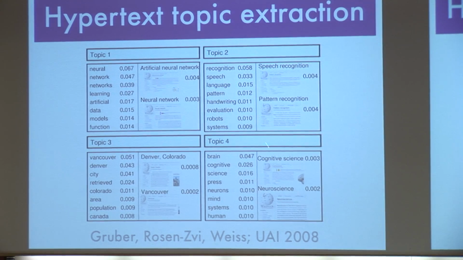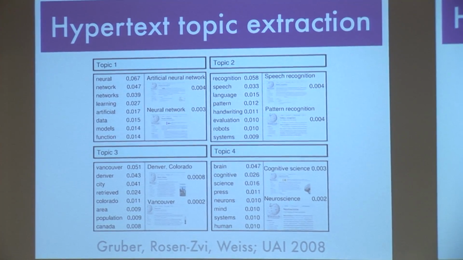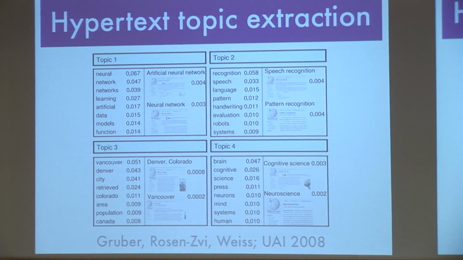Here's some hypertext topic extraction. I think there's some better recent work out there which uses the links a bit more intelligently. That data set worked on Wikipedia with 2,000 pages, but it's a fairly well-cited paper.